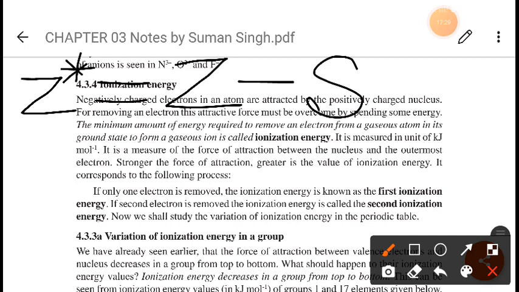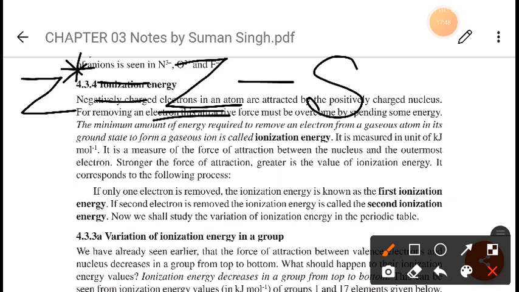Now here, what is Z? This Z is the actual nuclear charge. And S is a constant known as the screening constant, or the shielding constant. I hope you have understood this.